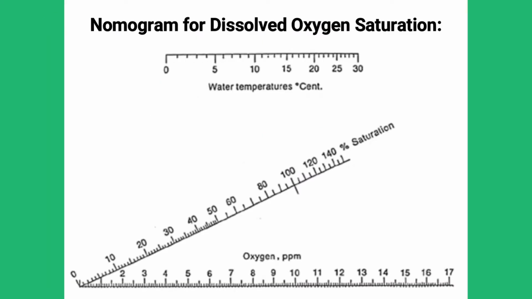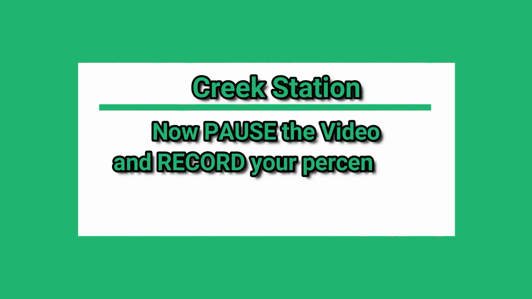Using a straight edge, a ruler or a piece of paper will work, draw a line from the temperature value, Celsius, to the dissolved oxygen value. The point at which the line crosses the middle line, or the saturation scale, is the percent saturation of oxygen. Please record this percentage on page 4 of your student journal.